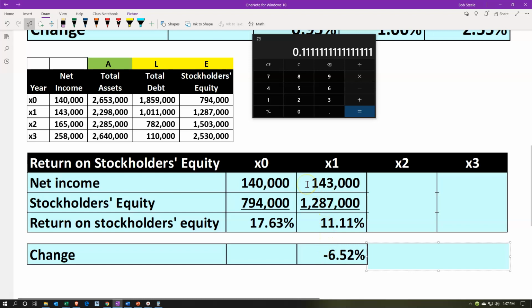Well, net income went up, so you would think that would be increasing the return, but it only went up by a little bit. And then the stockholders' equity went way up. So stockholders' equity went way up, not just due to the net income. So we'd want to drill down in terms of why stockholders' equity went up.